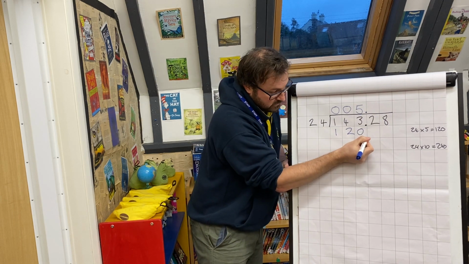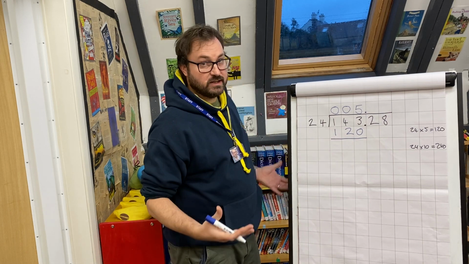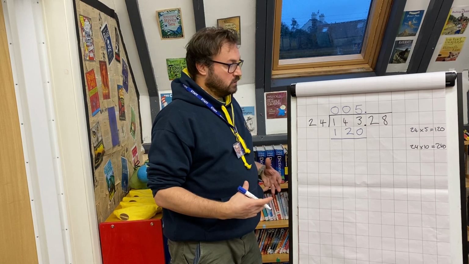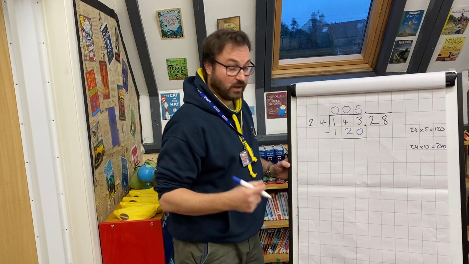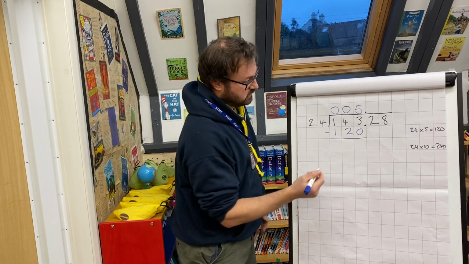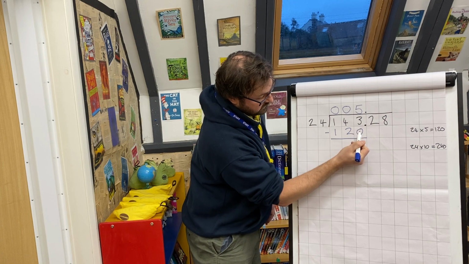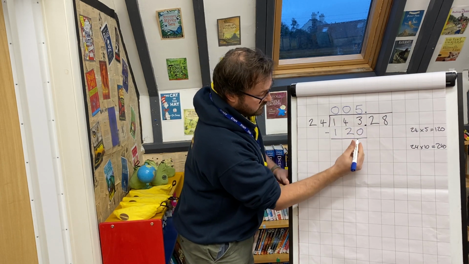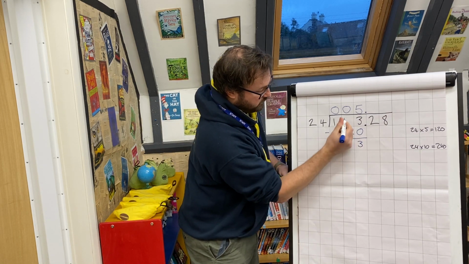Right. Now what I do is I draw a line across here. And I've essentially created myself, within this method, some column subtraction. That will give me the remainder. So, where are we? Here we are. 3 take away 0. Is the bottom number bigger? No. So 3 take away 0. Let's keep doing it in blue. 3. 4 take away 2.